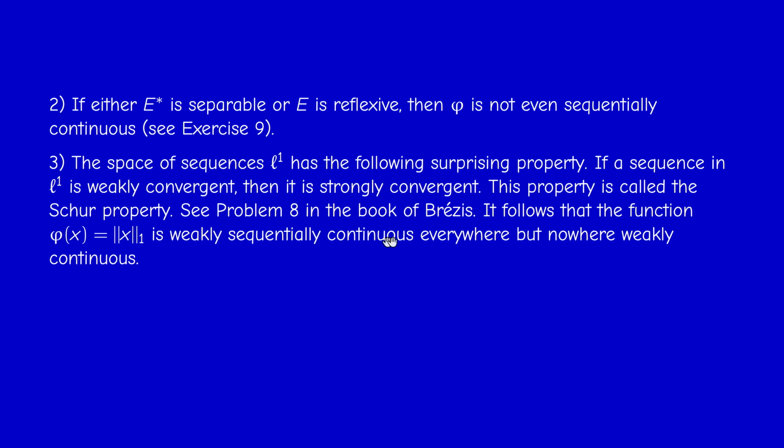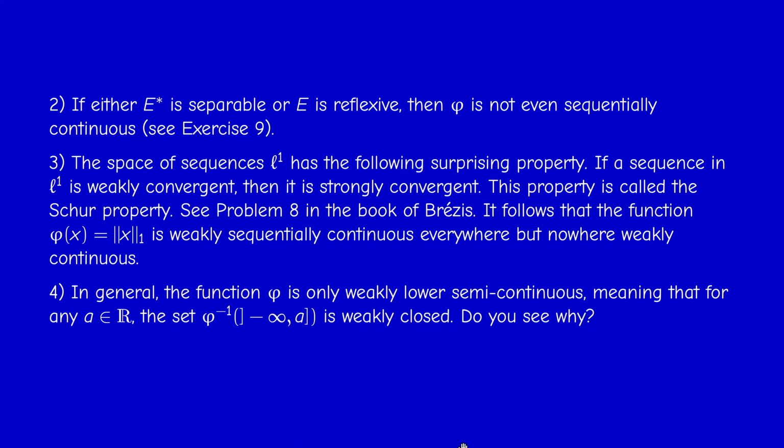Why is it weakly sequentially continuous? Because if xn converges weakly in l1 to x, then it converges strongly, and therefore the norm of xn converges to the norm of x. Okay, so I have to distinguish here between the two notions of continuity and sequential continuity. In the case of a metric space, these two notions are the same, as you know, but we pointed out that this is not true in an arbitrary topological space. So we have to distinguish between continuity and sequential continuity, and also between compactness and sequential compactness.